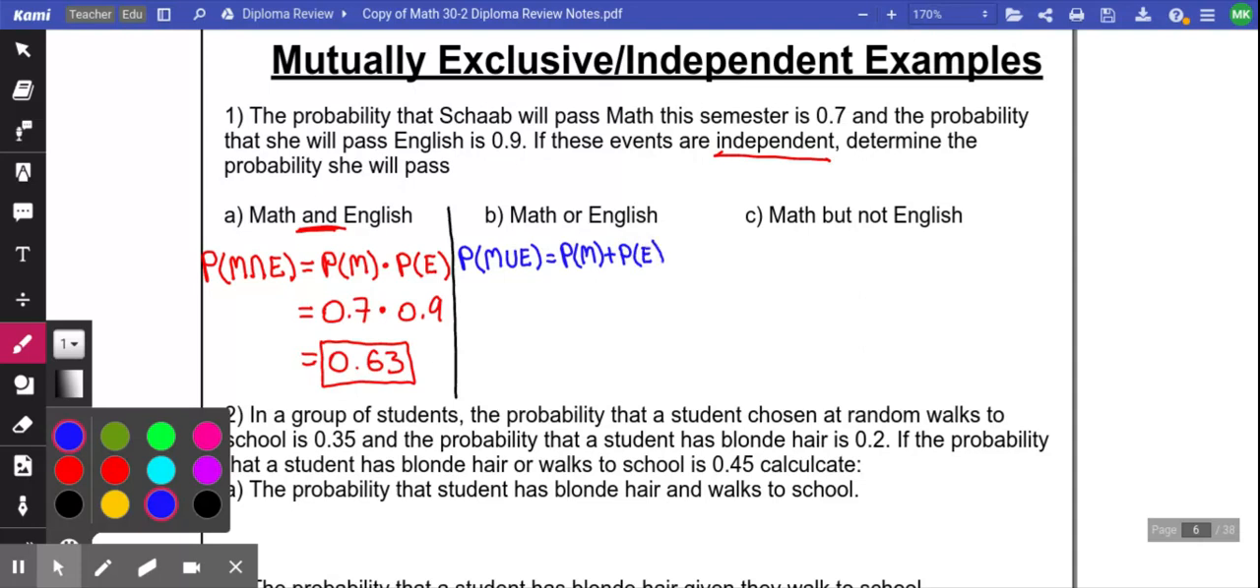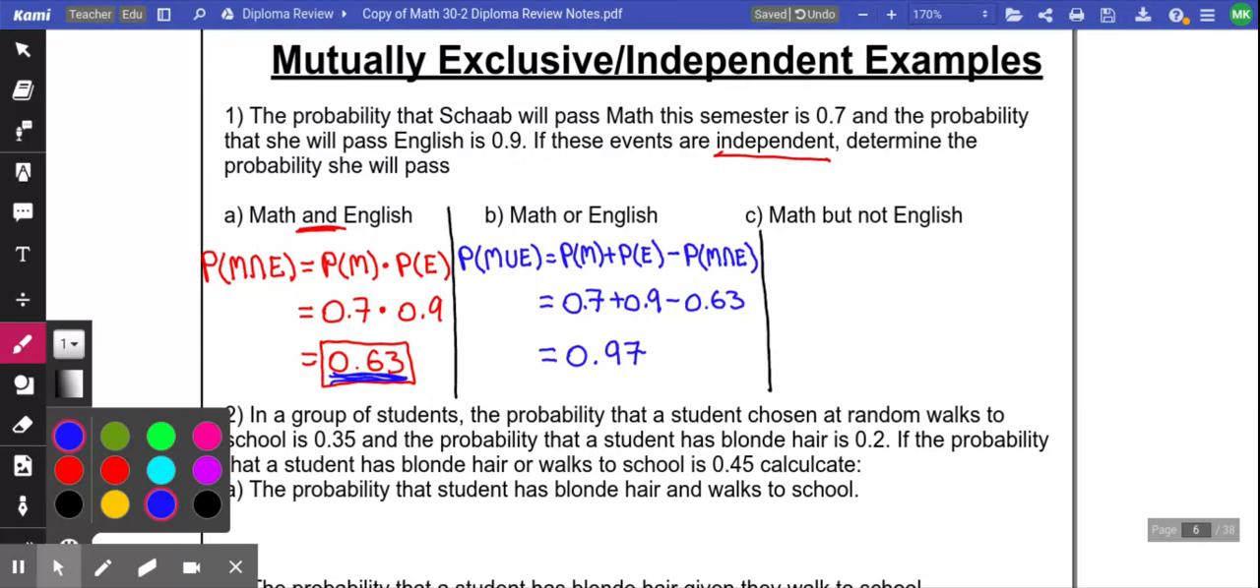which is what I was saying. Probability of or is always adding. But then we need to subtract the probability of both. Like that. Because this is non-mutually exclusive, I need to use that formula. That means I need to do 0.7, because that's the probability of math, plus 0.9, that's the probability of English, minus 0.63, because that's the probability of math and English, which I just figured out over here. If you put that in your calculator, you get 0.97.